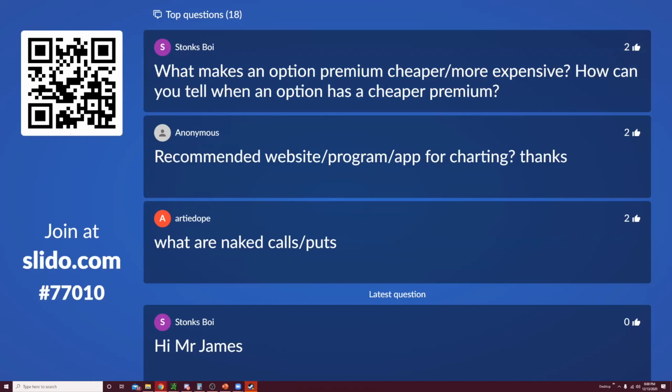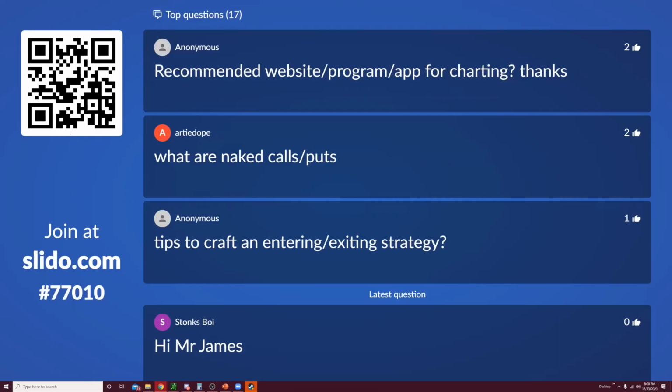Okay. What makes an option premium cheaper or more expensive? How can you tell when an option has cheaper premium? Well, you can tell an option has cheaper premium if it literally has a lower price to it. An option is more expensive if it has high IV, or if it's got more time value on it, for example. Yeah, those are some common ways.